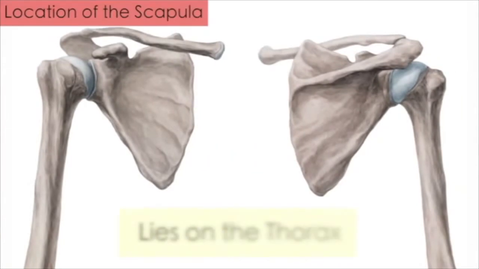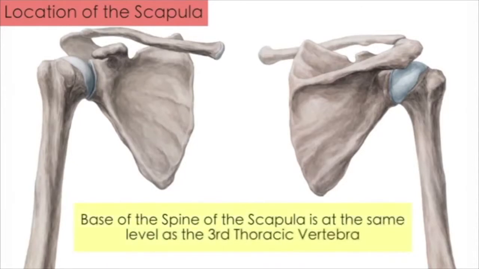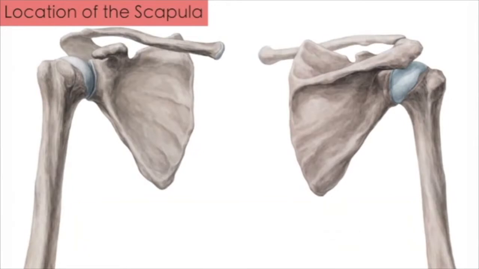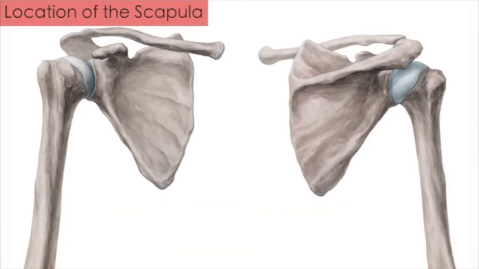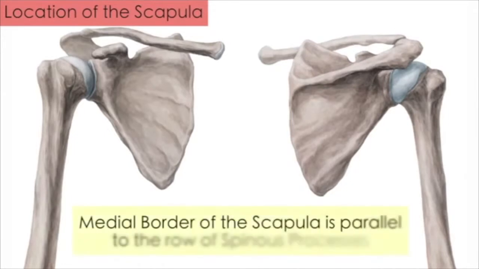The scapula lies on your thorax. The second point is that the base of the spine is at the same level of the third thoracic vertebra. The third point is that the inferior angle of the scapula lies between ribs 7 and 8. And the fourth and final point to make on this tutorial is that when your arm hangs down, the medial margin should be parallel to the row of the spinous processes on your vertebrae.